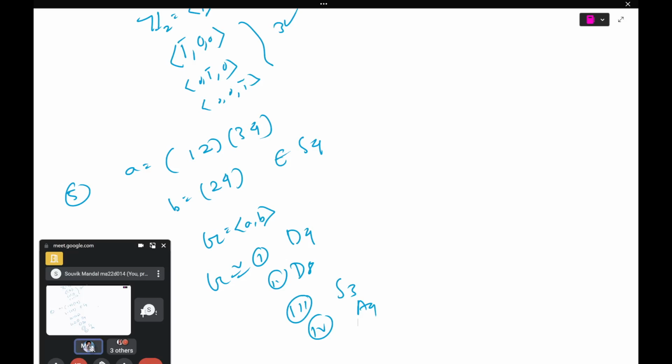D4. Why? Order of A is 4. Order of B is 2. No, wait, what is the order of A? You say 4? No, why is it 4? The order of sigma 1 composed with sigma 2 is the LCM of the order of sigma 1 and the order of sigma 2. So the order of A is itself 2, okay, sorry. And the order of B is equal to 2.